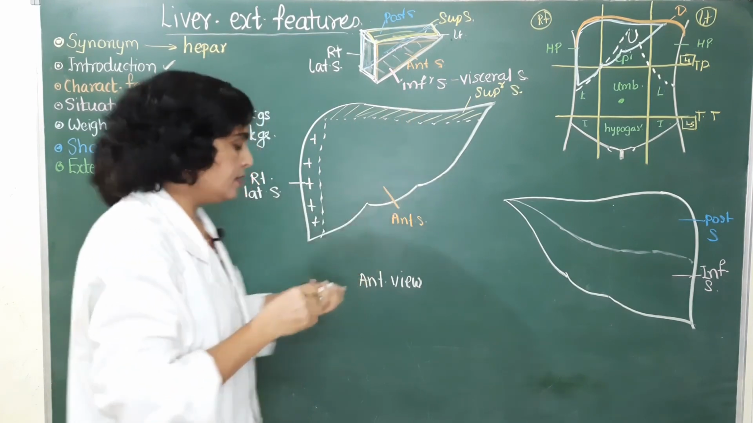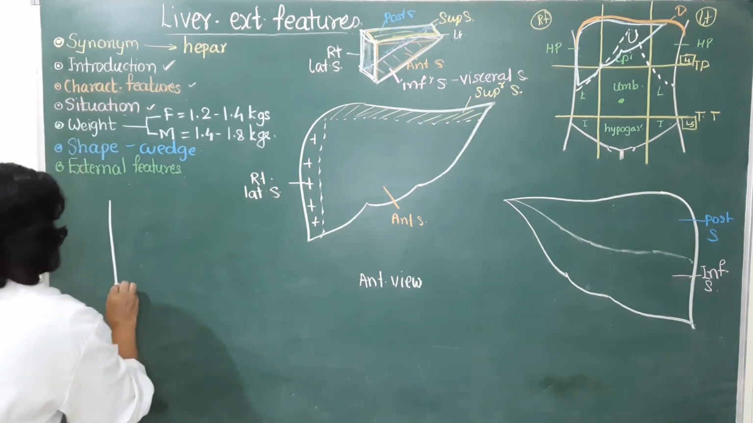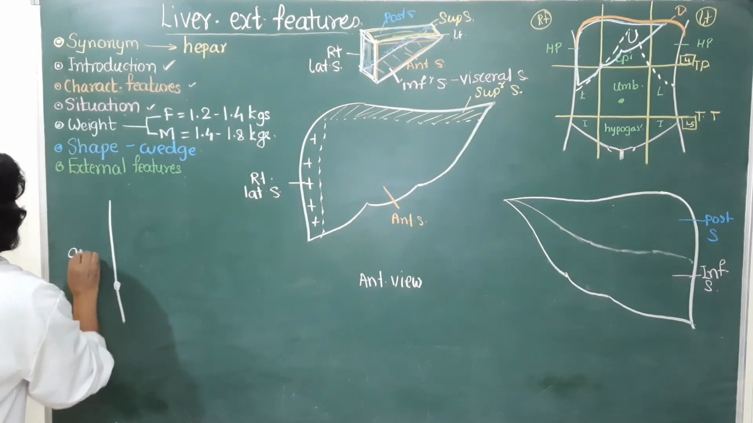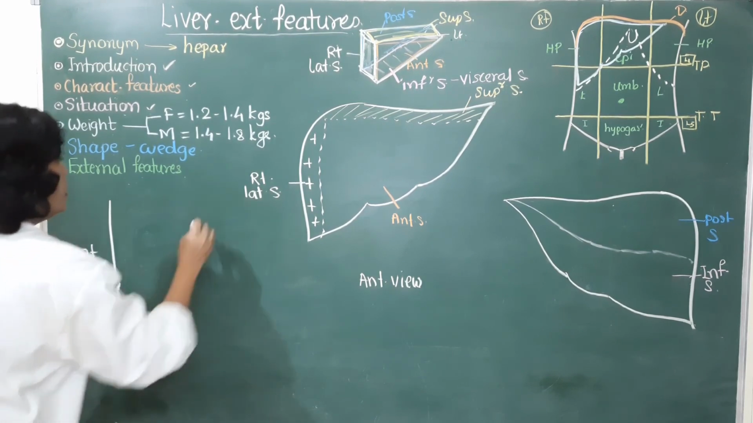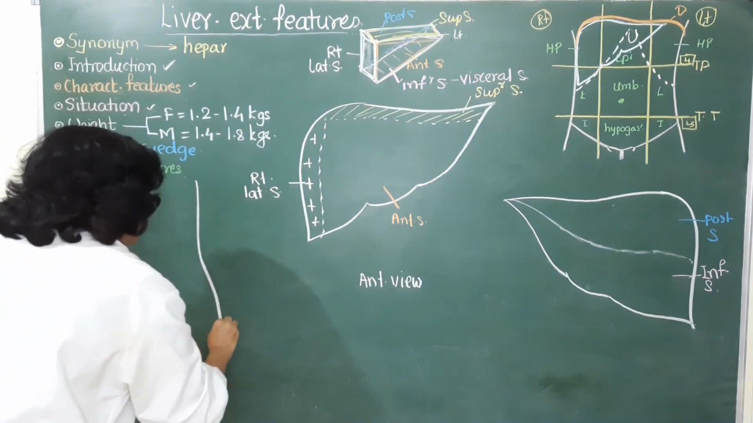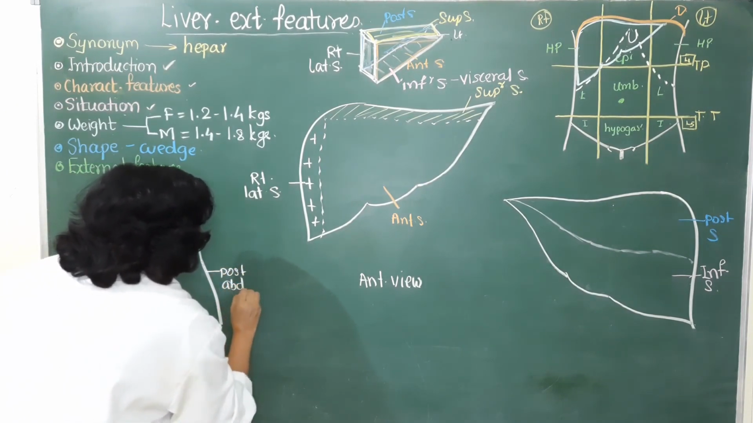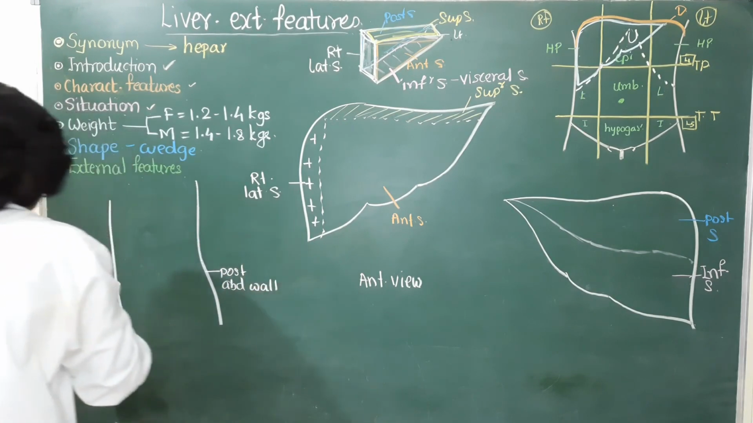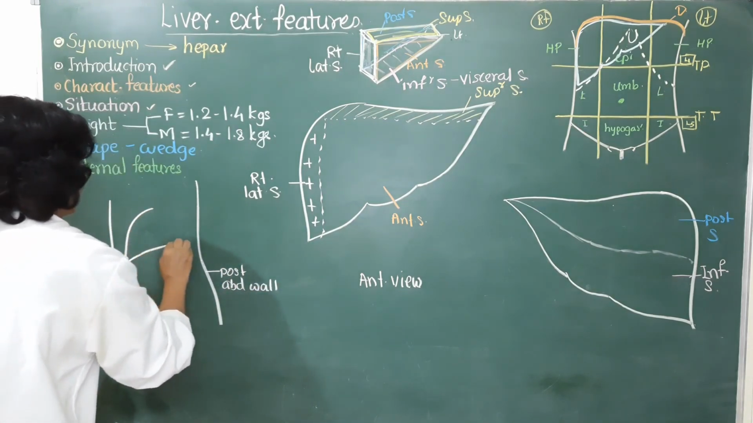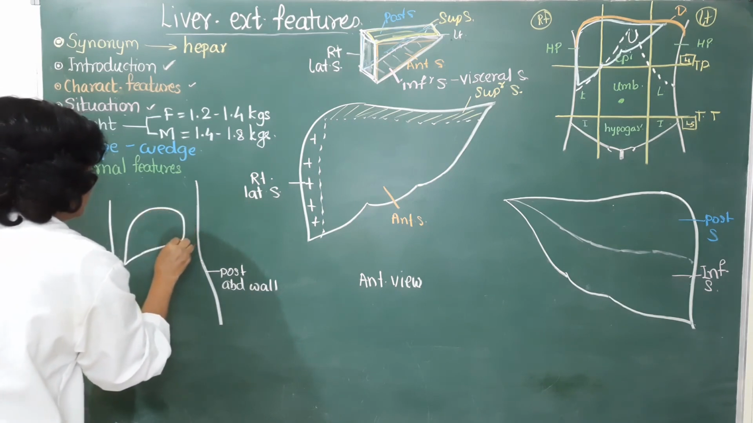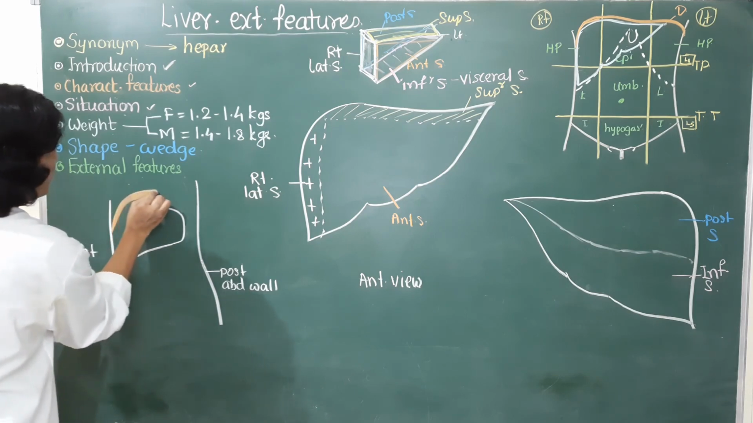So for that, here I will draw the diagram. Suppose here is the anterior abdominal wall, here is the umbilicus. This is the anterior abdominal wall. Here you get the posterior abdominal wall. The liver is situated here like this. Here is the diaphragm.